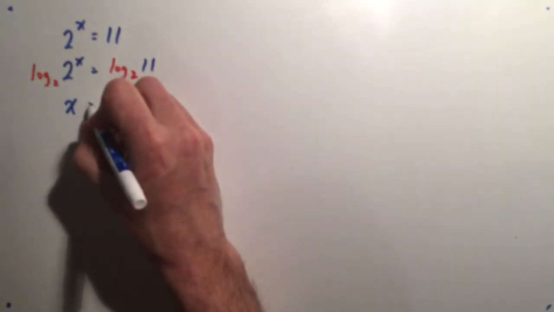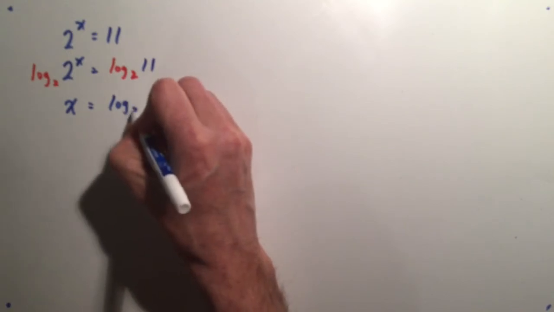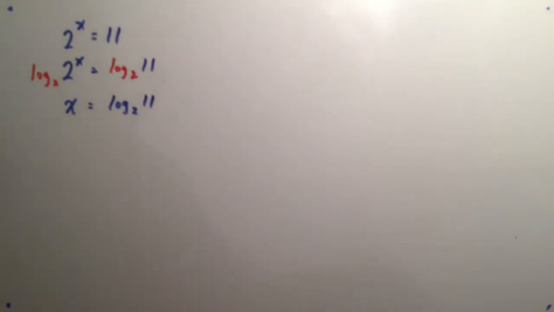And the right side is now going to say log base 2 of 11. So you've isolated x. Hooray, we've isolated our variable, but I don't really feel any better off than I did just a few minutes ago, because I still don't really know what log base 2 of 11 is.